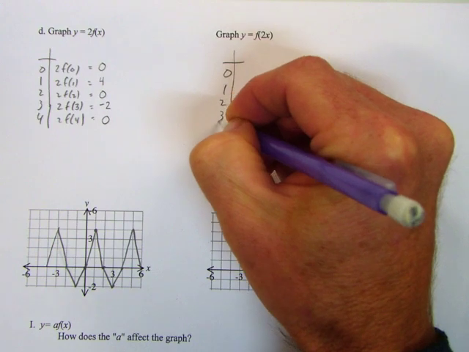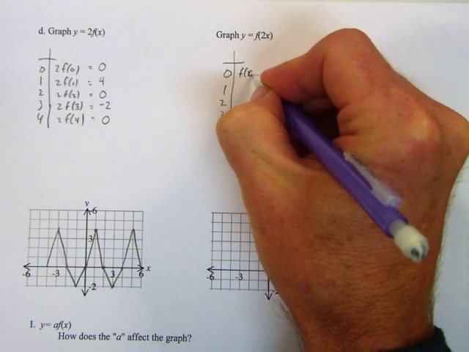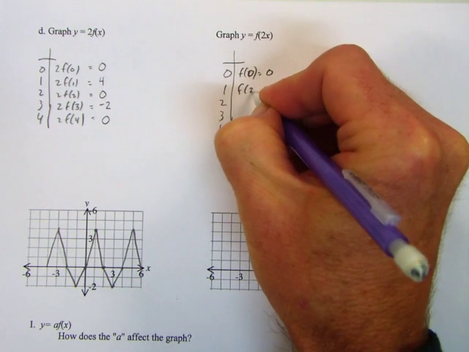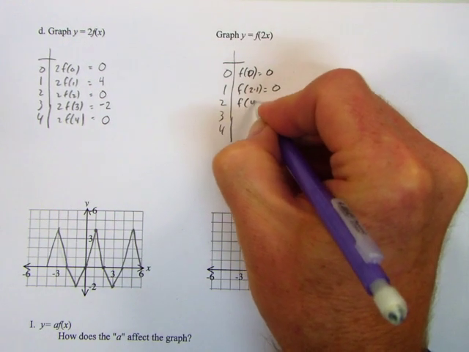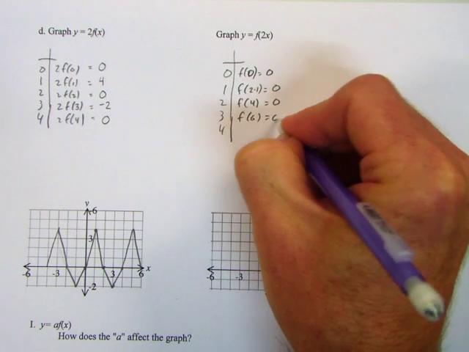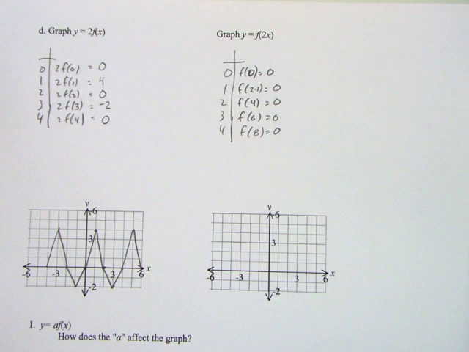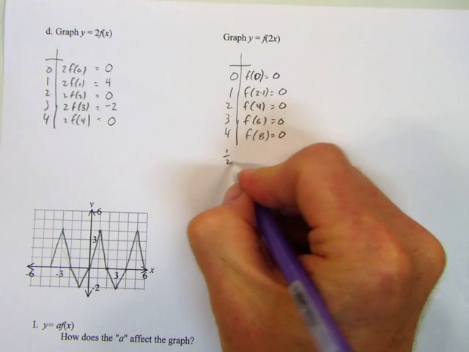Let's take a look at this next one. 0, 1, 2, 3, 4. So f of 2 times 0, or f of 0, and that's just 0. F of 2 times 1, or f of 2, and that's 0. F of 4, 0. F of 6 is 0. So is this graph just y equals 0? No, what do you think we should look at? Let's look at some numbers in between here.